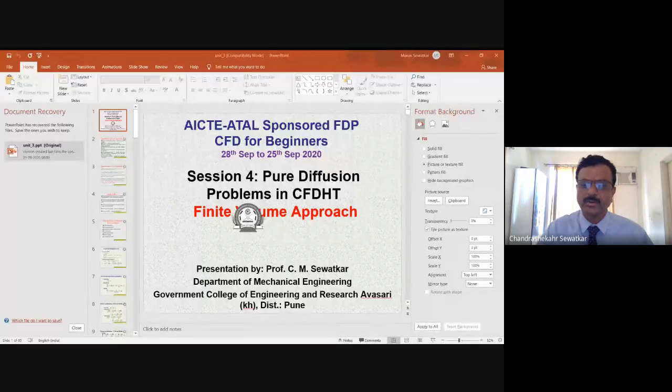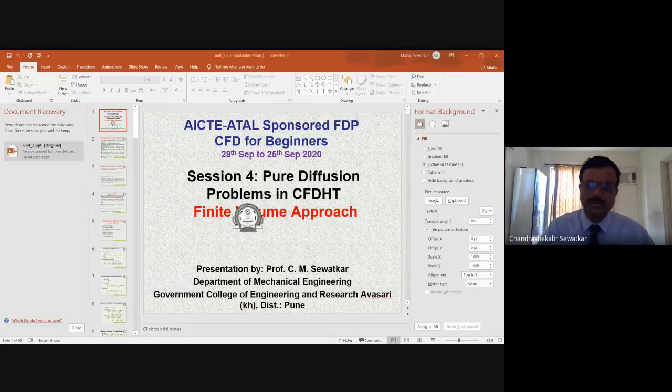Ambegad, District Pune. I welcome all the participants to this session, the fourth session in the faculty development program on computational fluid dynamics for beginners, organized under or sponsored by AICTE under Atal Academy. We will be starting with our fourth session in the FDP. So I welcome all of you.